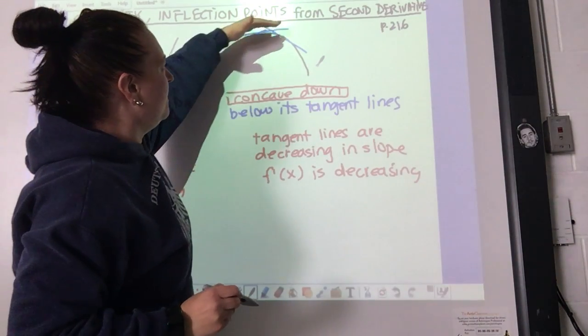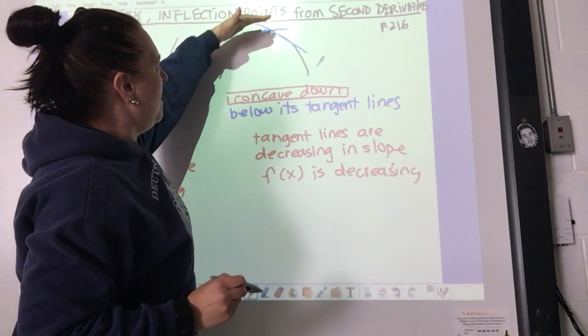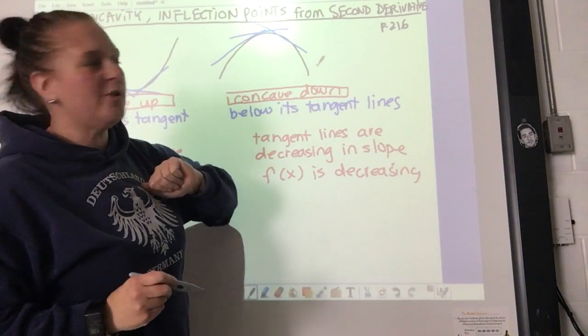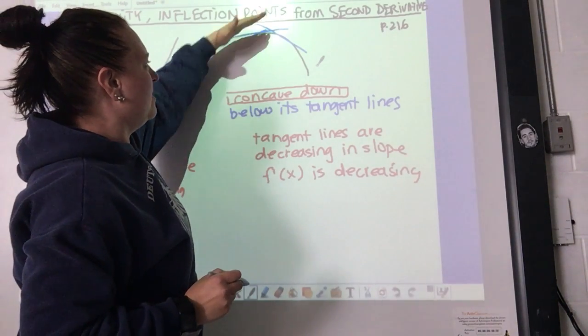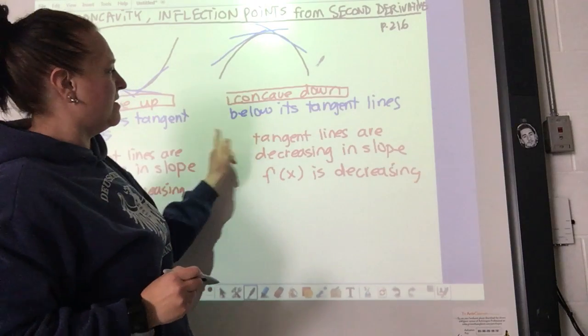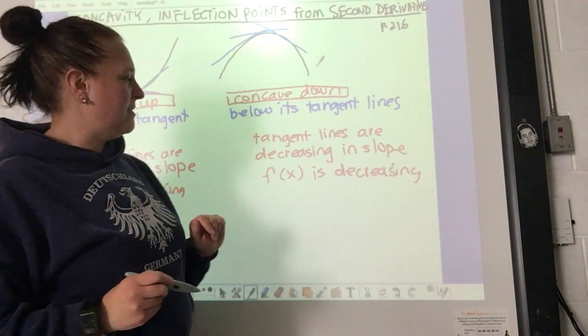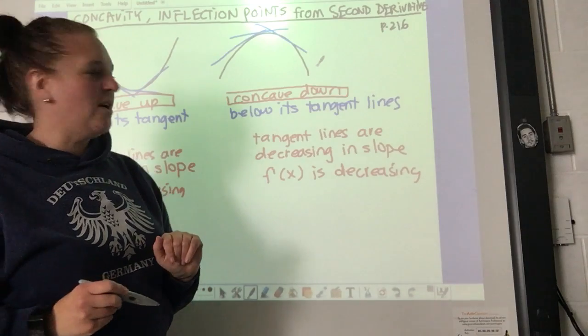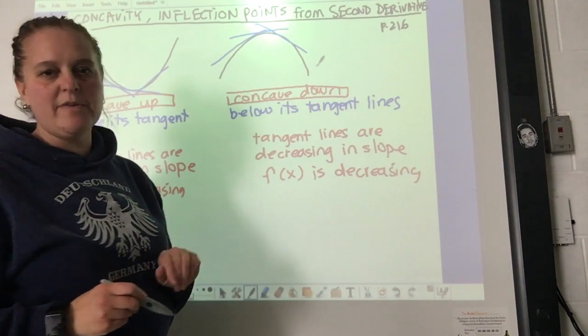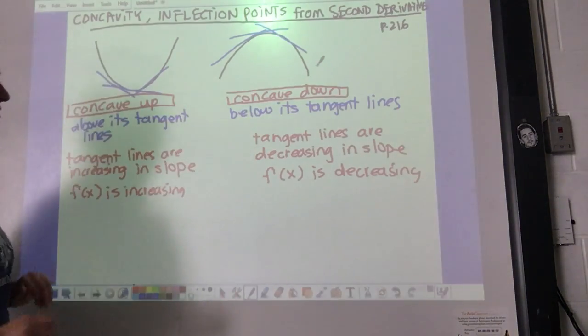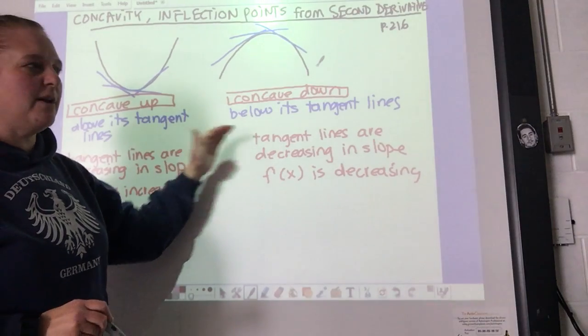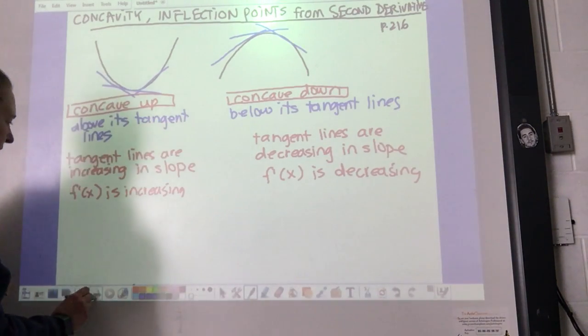Again, look at this series of lines that I drew. The slope of the lines here would be decreasing, right? This would be positive, positive, now it's negative. So the slopes are decreasing. So if the tangent lines are decreasing in slope, that's also another way we define concave down. Or we can say the first derivative is decreasing. So that's your new language today about concave up, concave down.